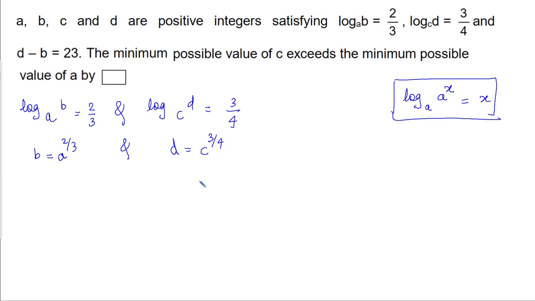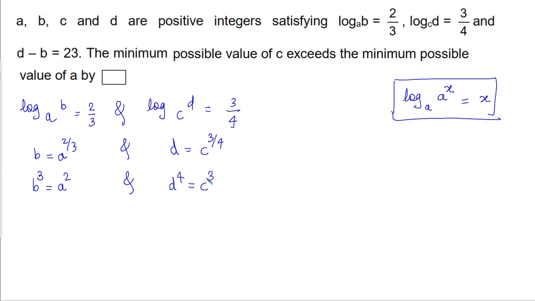Okay everyone, so now over here let's take the cube of both sides. So the value of B cube becomes A square. And over here let's take the fourth power of both sides. So the value of D to the power 4 is equal to how much? C to the power 3.